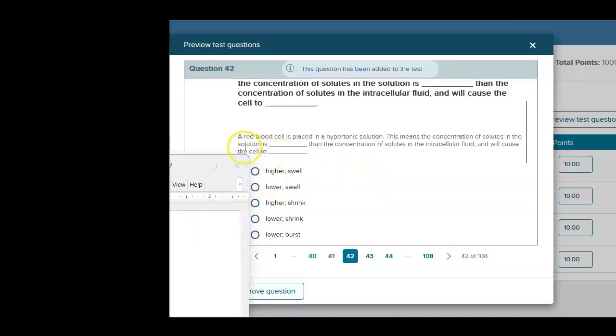Okay, next question. A red blood cell is placed in a hypertonic solution. This means the concentration of solutes in the solution is blank than the concentration of solutes in the intracellular fluid and will cause the cell to blank. I'm going to stop the video for 5 seconds. You can pause it if you have to, so you can think about your answer.